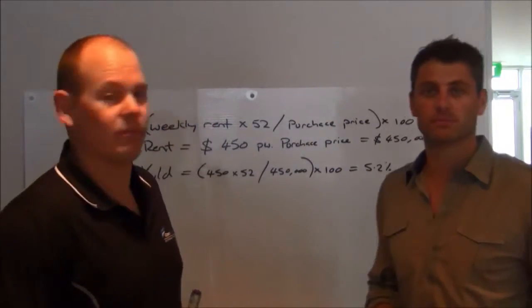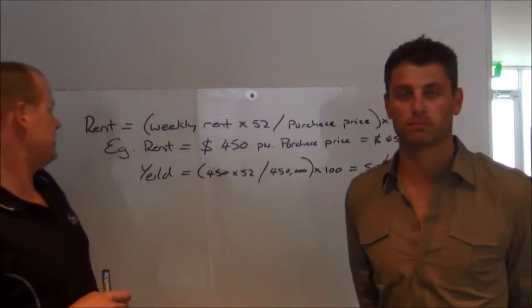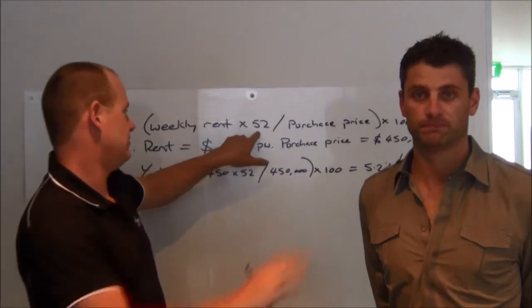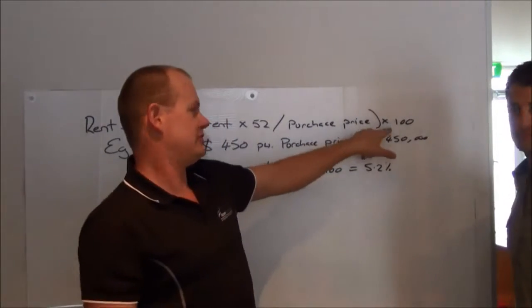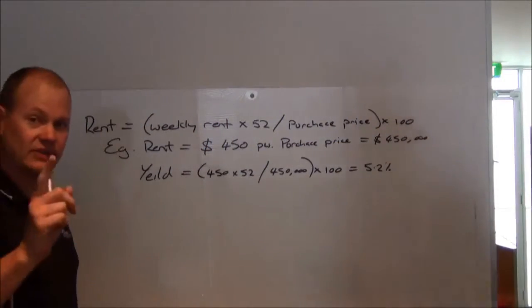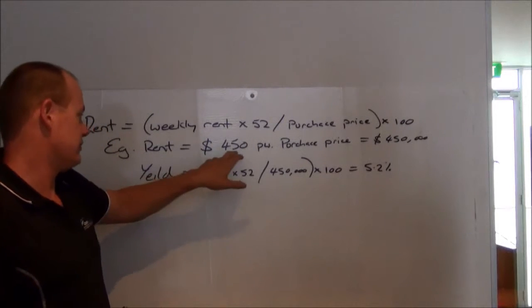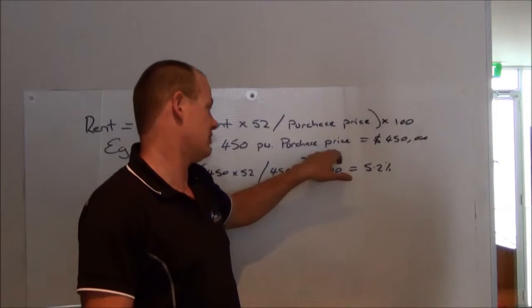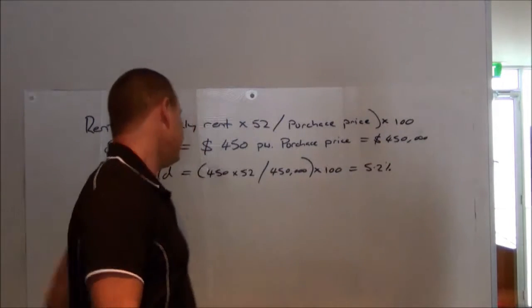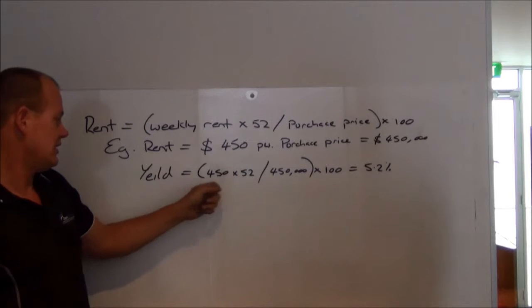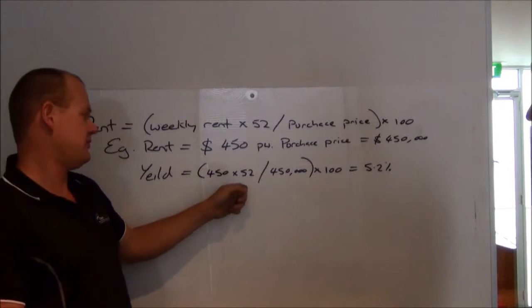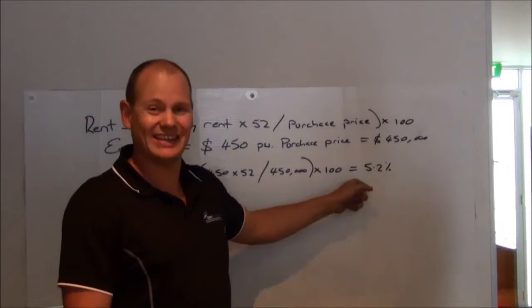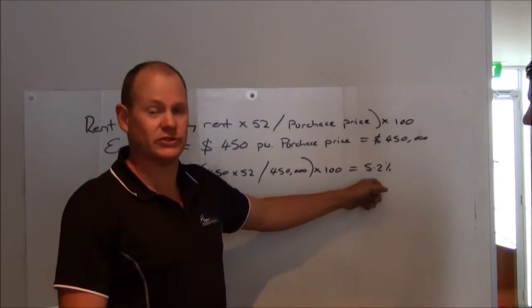Yeah, the rental yield. I've just done a quick sum up on the board here, so hopefully you can read this. So yield equals the weekly rent times 52, divided by purchase price, times 100. In this example, rent equals $450 a week. The purchase price of this property, for ease of the calculation, is $450,000. So the yield is 450 times 52, divided by 450,000, times 100. So the yield as a percentage is 5.2%.